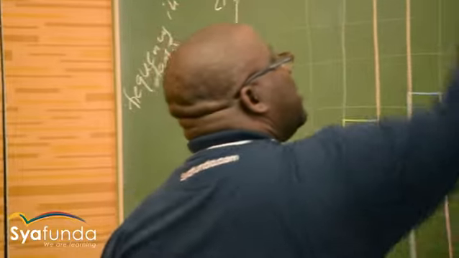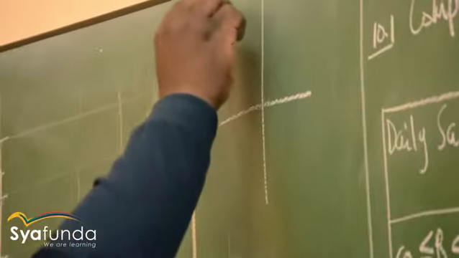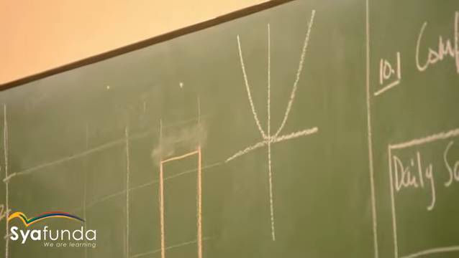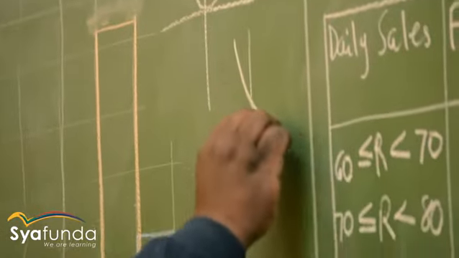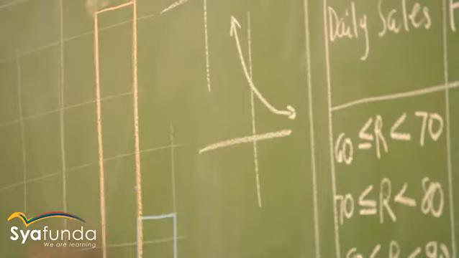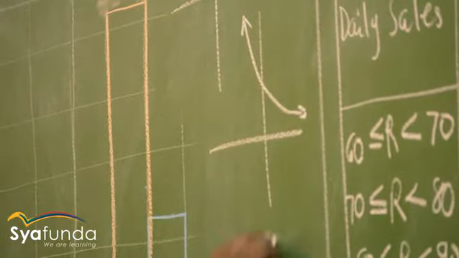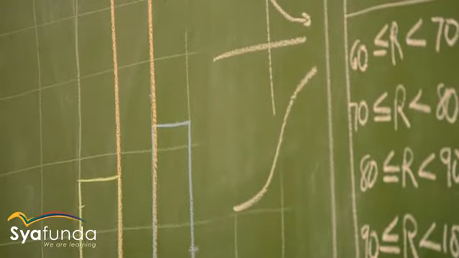If I say to you, what type of a graph is this one? It is a quadratic graph. It is the parabola. What type of a graph is this one? It is the exponential graph. I must be able to know these graphs. So if I have a graph like this one and say to you, what type of a graph is this one? It is an ogive. Others call it the ogive.